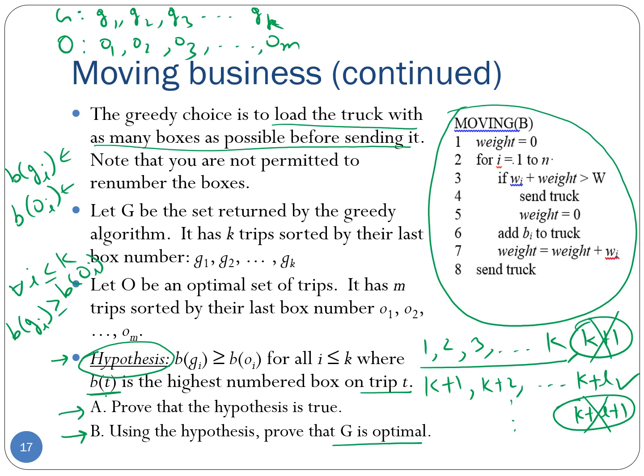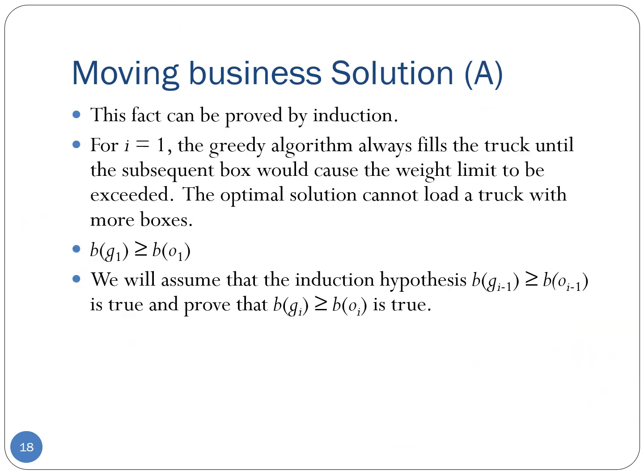In part A we have to prove that this hypothesis is correct, and in part B we'll be using this hypothesis to prove that the greedy algorithm is optimal. We can prove this using induction.